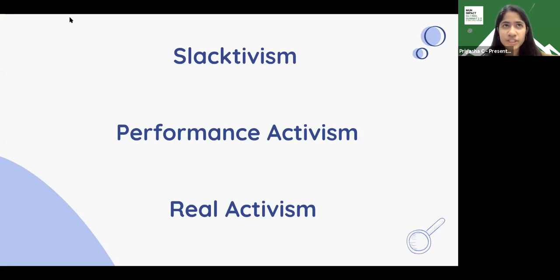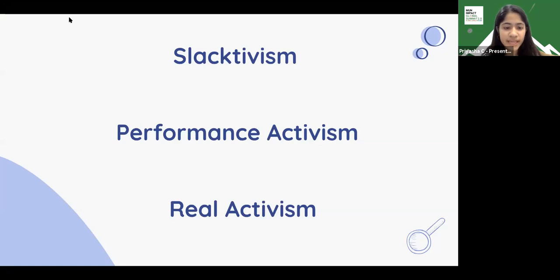Yes, signing petitions, for example, signals mass support for an issue, but simply reposting images and signing petitions may seem like a satisfying thing to do. It is important to also dig deeper and really think about how else you can help. And this is defined as real activism.